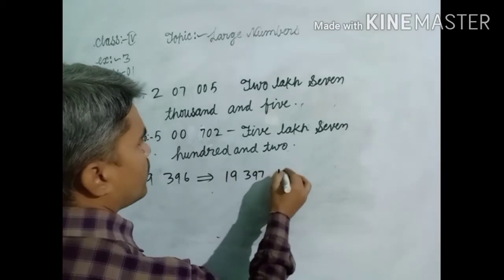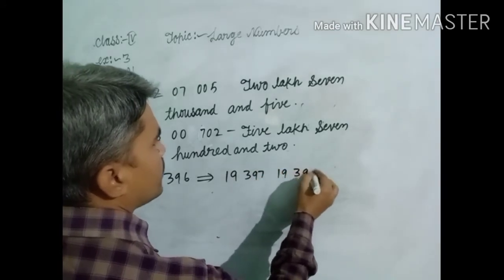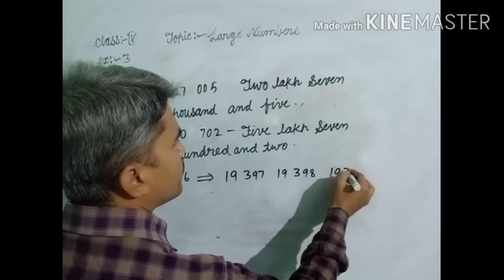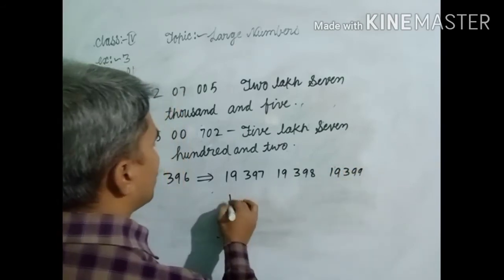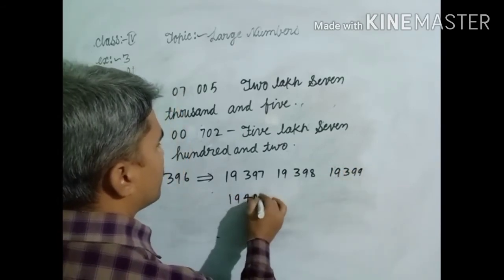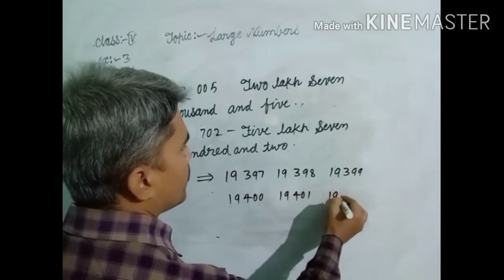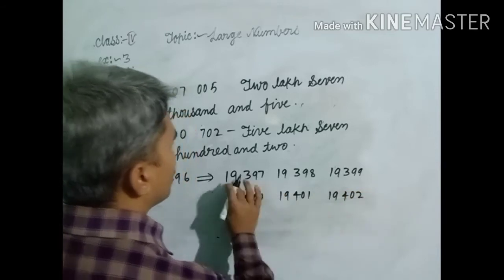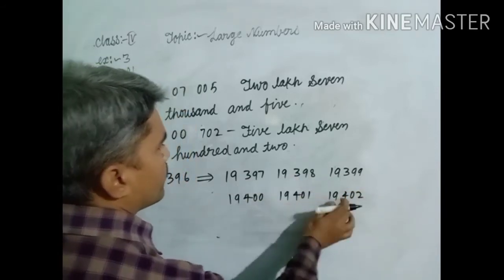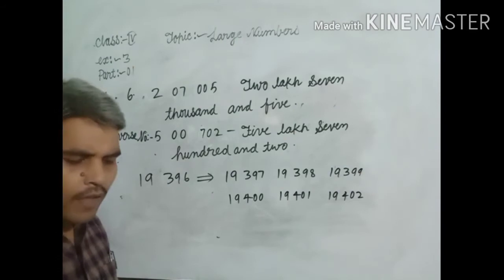19397, 19398, 19399, 19400, 19401, 19402. These are the 6 numbers. This is the final answer.